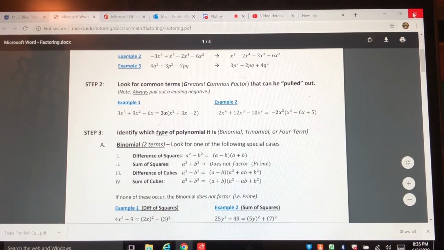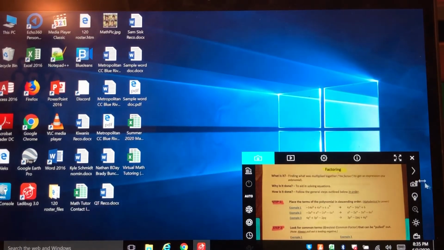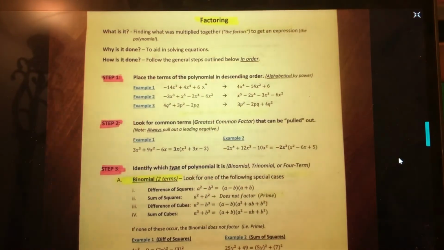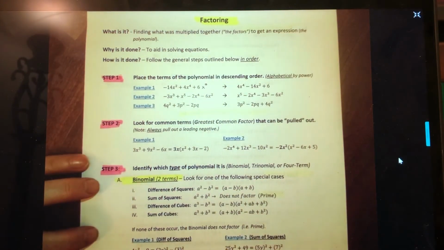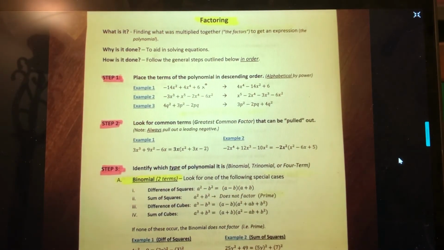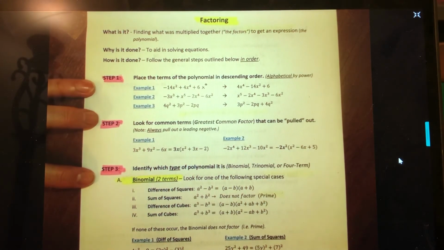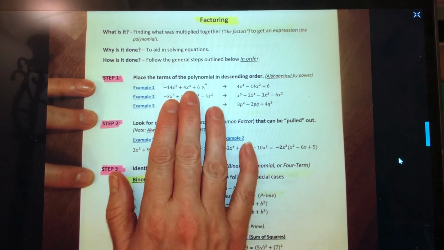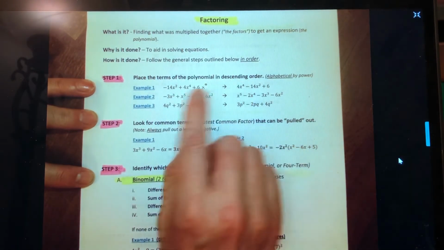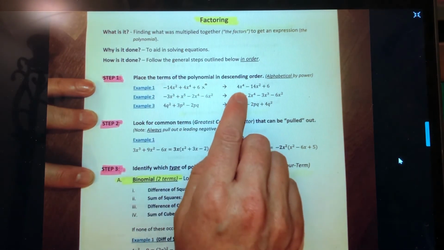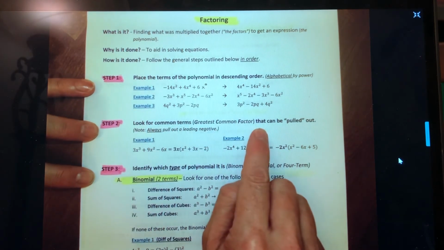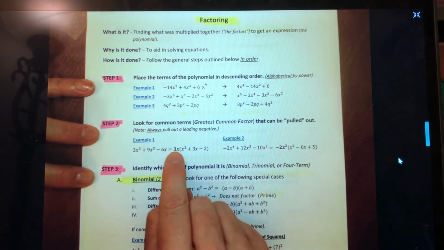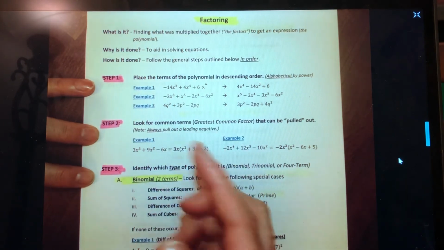Okay, so let me close this down, go back to the document camera. Okay, so again, factoring, very, very important. You need to know how to do this or you are going to end up probably experiencing a lot of frustration. Please consider this three-step process. Number one, when you have a polynomial, make sure it's in descending order. Get in the habit of doing that first. Number two, can you pull out a GCF? If you can, do it. If you can't, then you can't, but at least you checked.